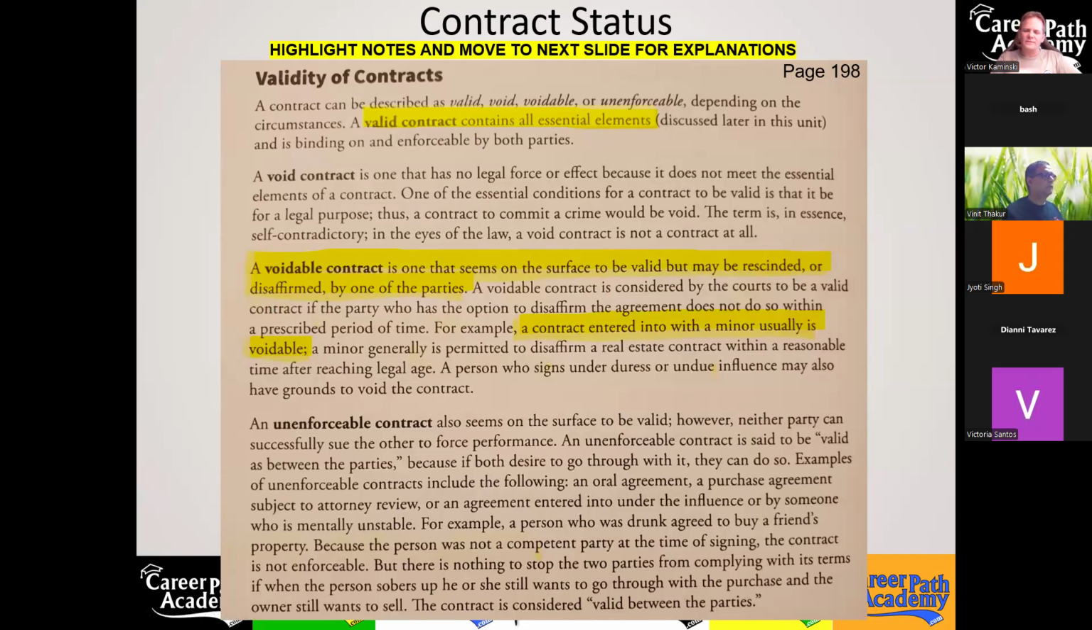I'll give you a better rundown and description on the next slide about all the different statuses of a contract. This isn't necessarily types of contracts, but this is validity of contracts.